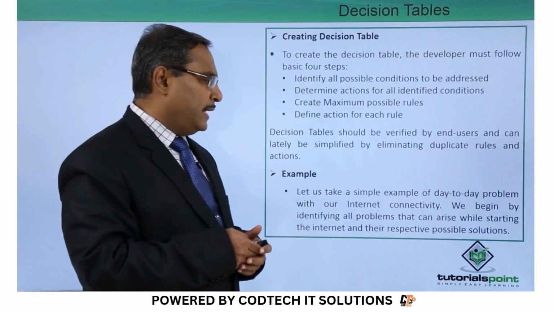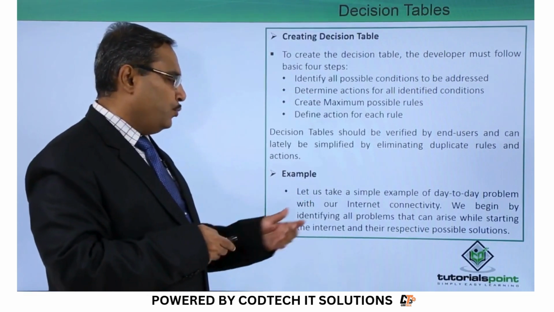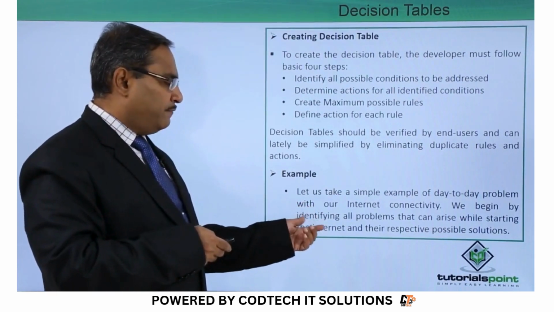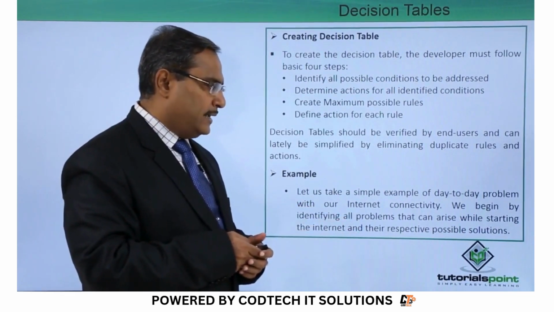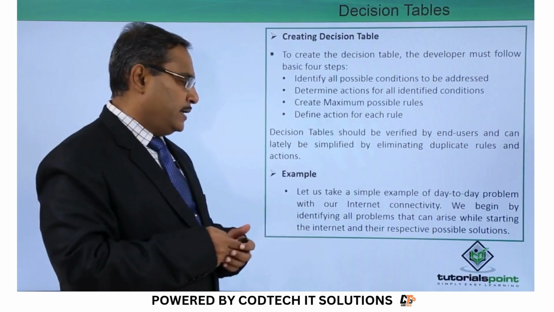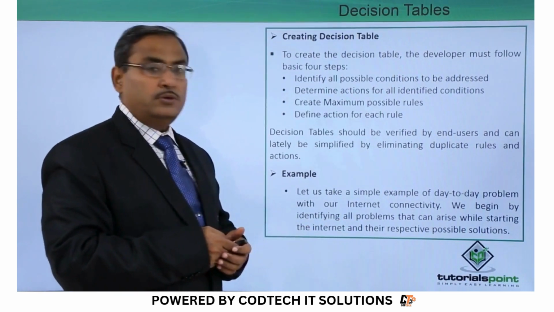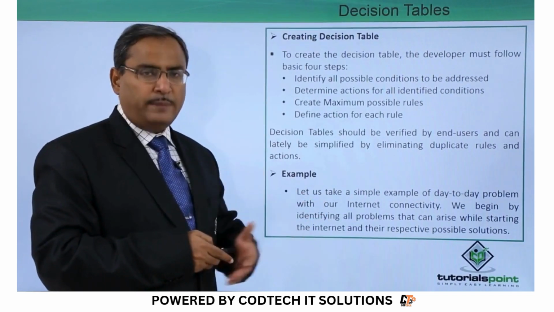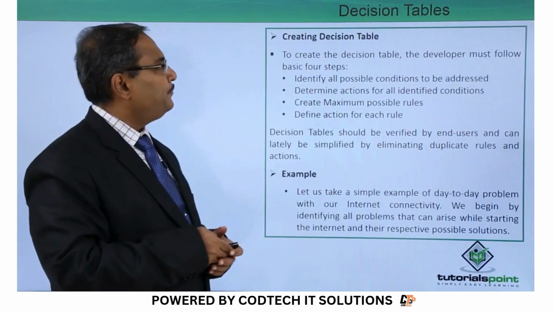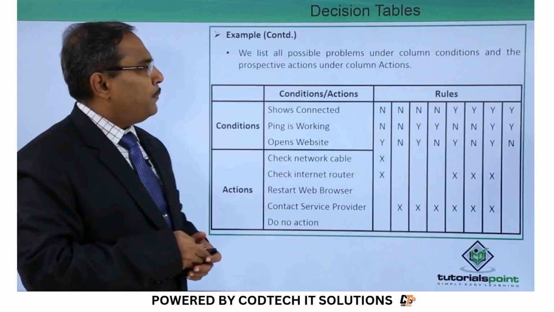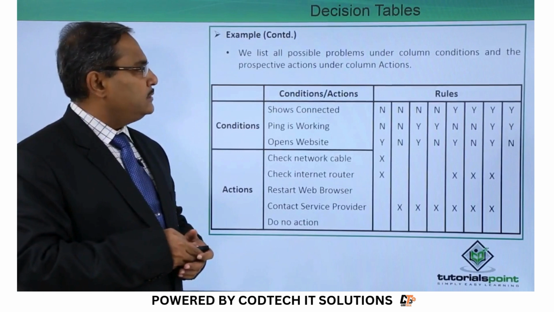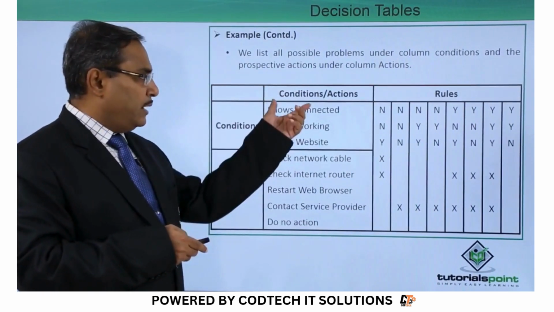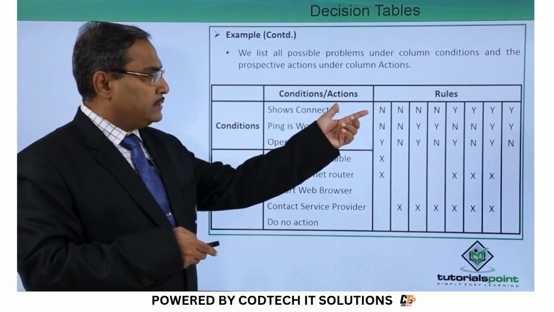Now let us go for one example for better understanding. Let us take a simple day-to-day problem with our internet connectivity. We begin by identifying all problems that can arise while starting the internet and their respective possible solutions. So let us represent this problem in tabular form as a decision table. We list all possible problems under the column conditions and the prospective actions under the column actions. So here we have these conditions and here we have these respective actions.